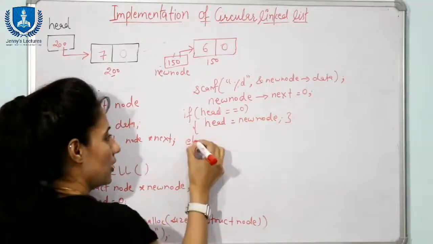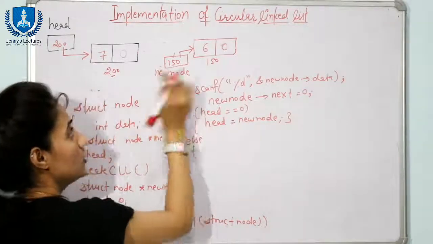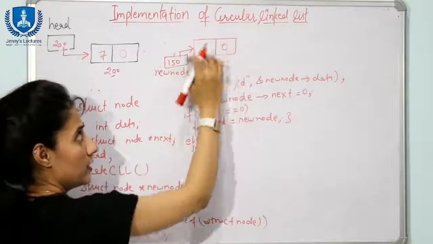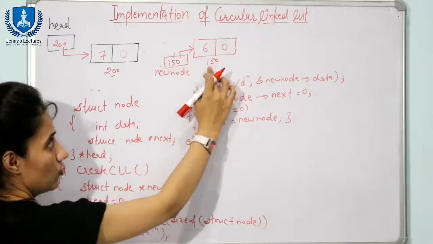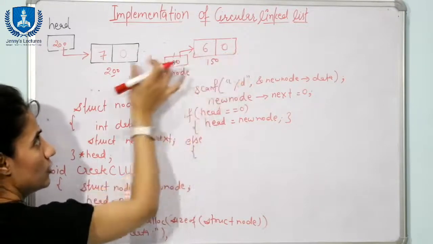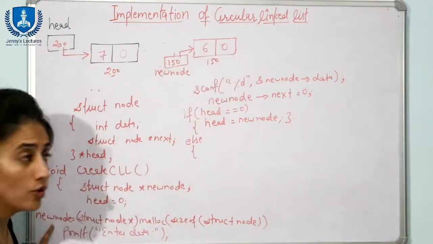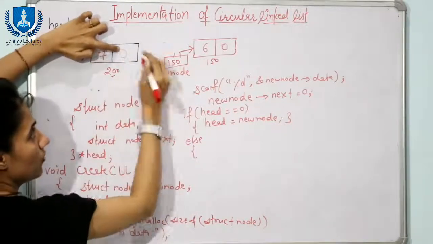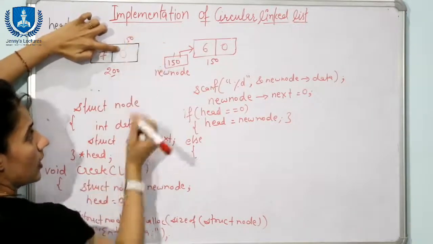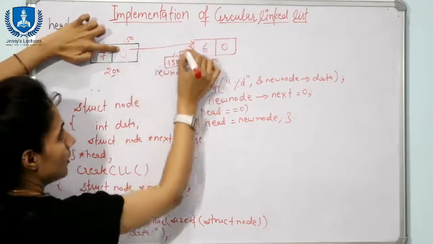Else, what can we do? Else means I am going to create a second node. I have created this new node and stored 150, and now I want to insert this node here. So now what you have to do, obviously here you will update what? Here I will store 150. After that only it is going to point here.